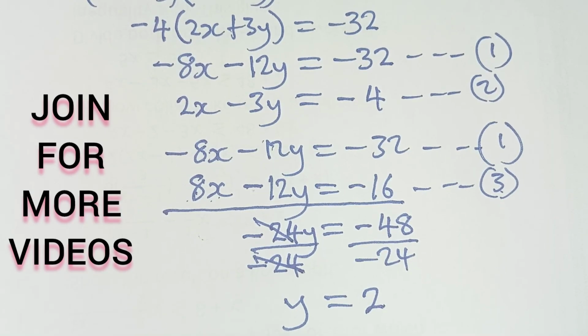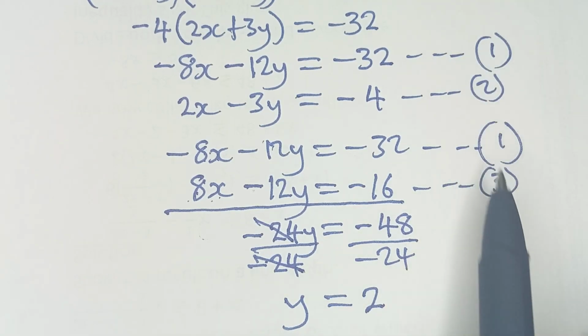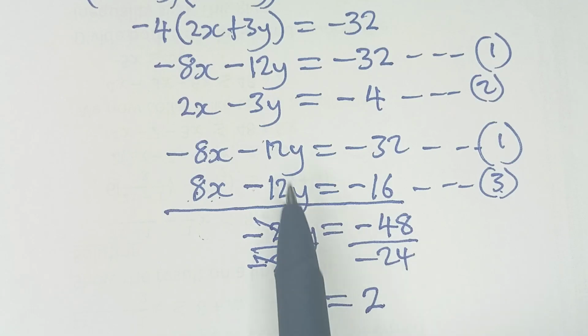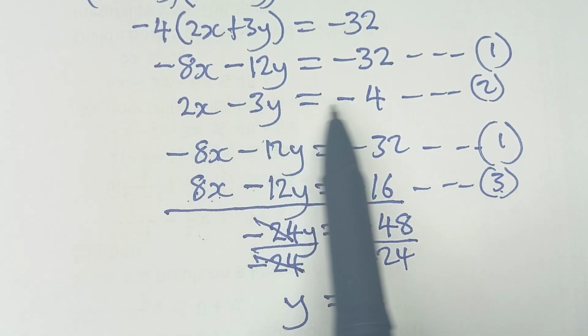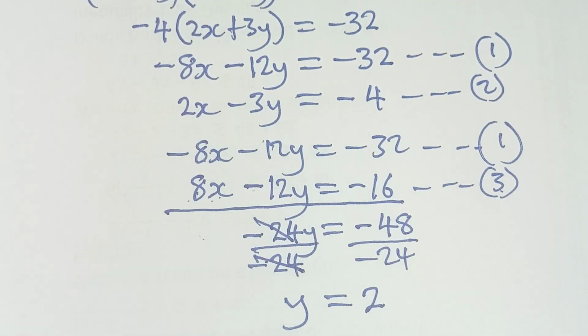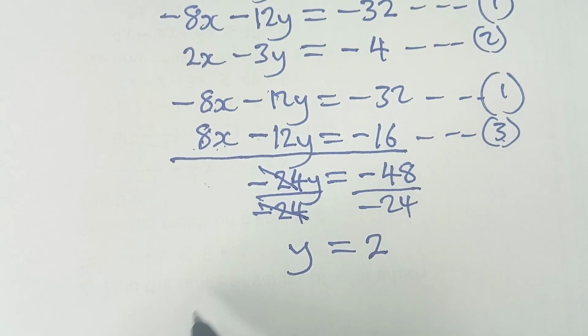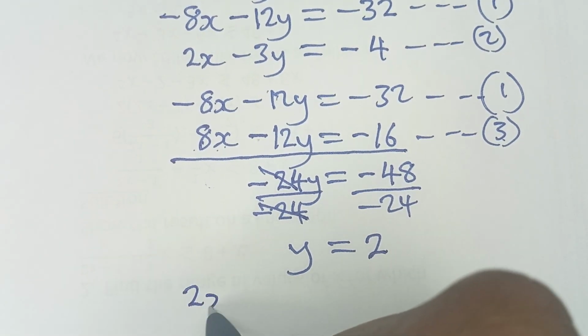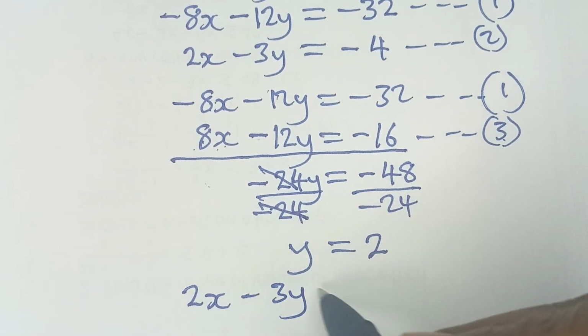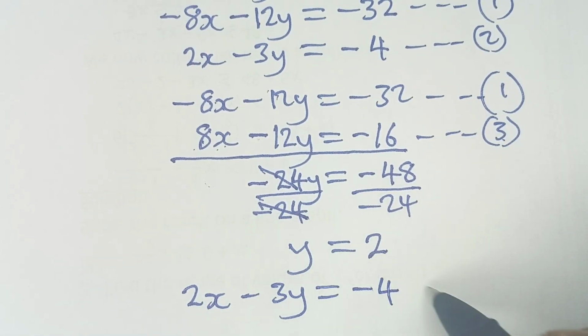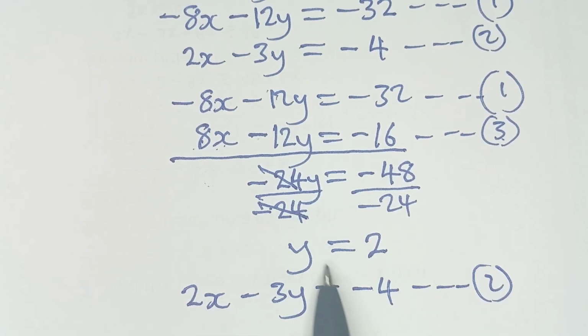Now I can go to equation 2. You can use any of the equations from equation 1 to equation 3. You can use any of them, but I've decided to take equation 2. So let me write out equation 2 as 2x minus 3y is equal to negative 4. This is equation 2. So I want to get the value of x here. So what I'm going to do is, anywhere I see y, I'm going to substitute 2 for the value of y.